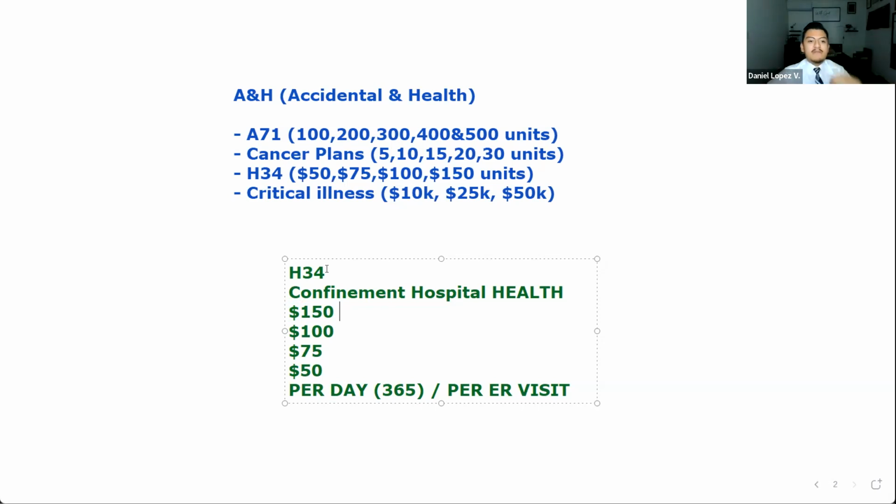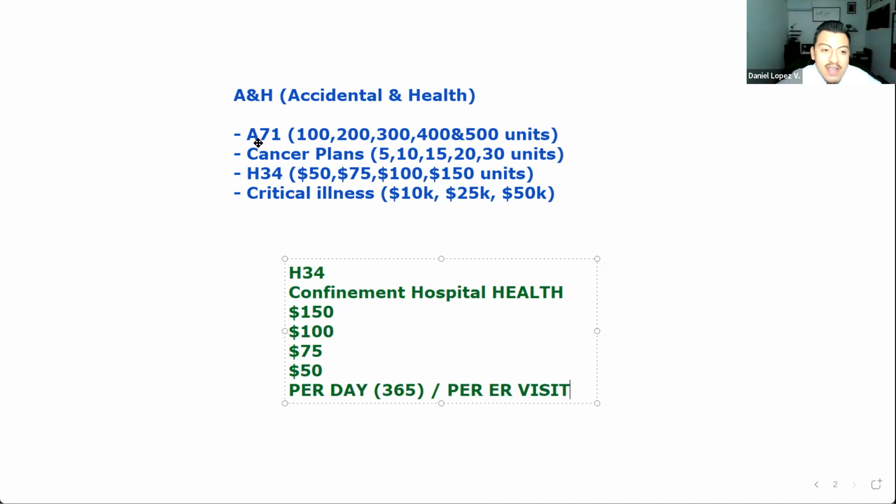Here's the cool thing about the H34. It doesn't just cover health, it also covers accidents. So in a way, H34 covers any visit to the hospital, either confined or ER. But you can get the 34 and the 71 at the same time, and it'll pay out both ways on an accident? Yes.